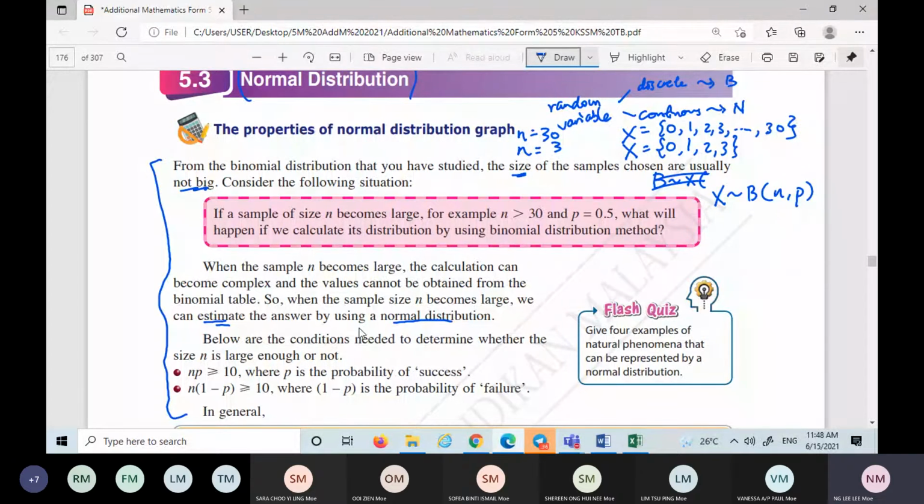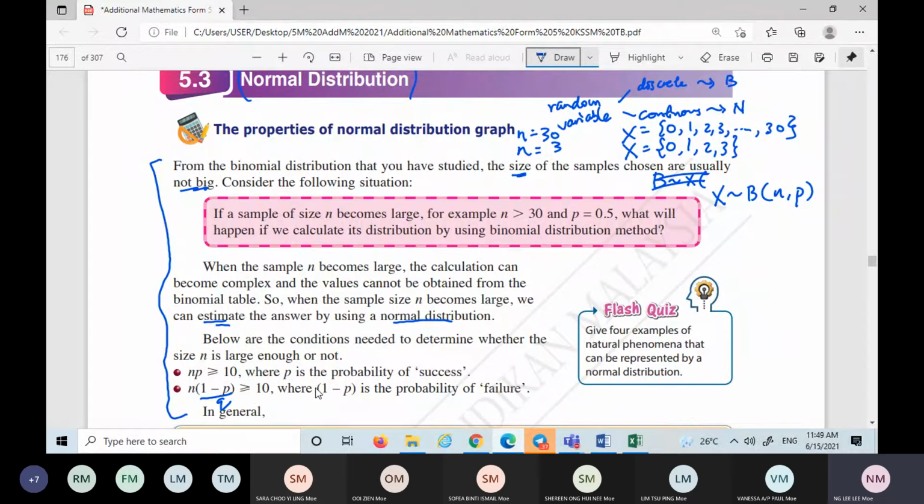Okay. Another thing is they want to know how big the n must be to be considered big. Below are the conditions needed to determine whether the size n is large enough or not. One is n times p is bigger or equal to 10. Then we will say the n is large enough. p is the probability for success. And the other one is n times 1 minus p. This 1 minus p is the q, which is the probability for failures. So n times q is also greater or equal to 10.